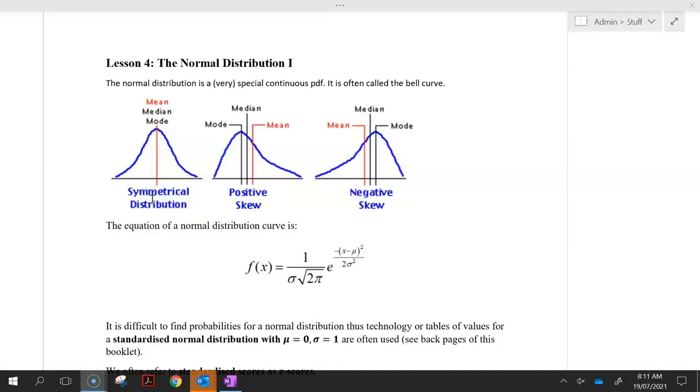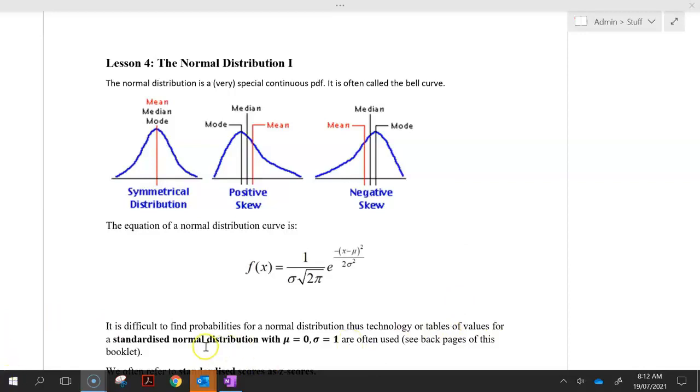Now, the equation of the normal distribution curve is this guy here. Pause the video and have a look at it. You can see it's quite complicated. More on that later. Now, it's really difficult to find probabilities associated with that. You imagine trying to integrate that. It'd be a bit heavy. So we often use technology to do that, or we use tables of values for what's called the standardized normal distribution.